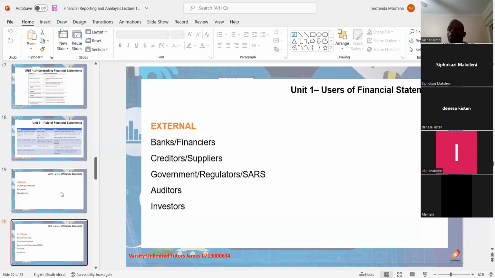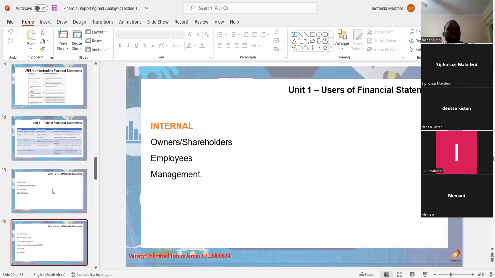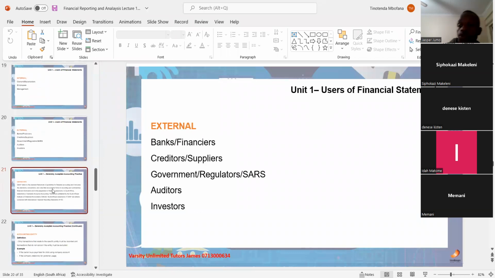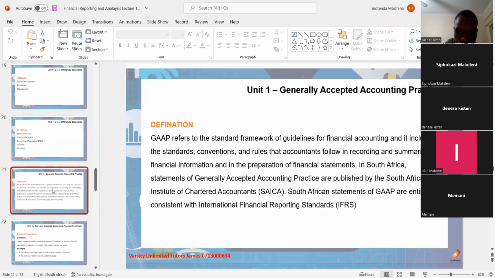Then investors, someone wants to come and invest into your business. They are not part of the business, they want to invest. They will ask for the financial statement so that they can assess, does this business have a future? Will it give me back my money? So those are the users of financial statements. Again, if there are any questions on these users, you can ask.